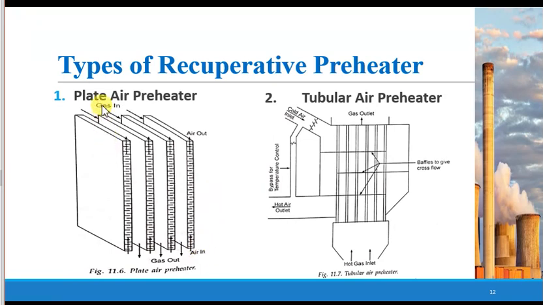So the gases come from here and go outside from here, and air comes in from here and goes outside from here. So from here the air at the outlet is heated with the help of these flue gases, and this type of preheater is called plate air preheater. From the figure you can see this is in a tubular form. Therefore, this type of preheater is called tubular air preheater.